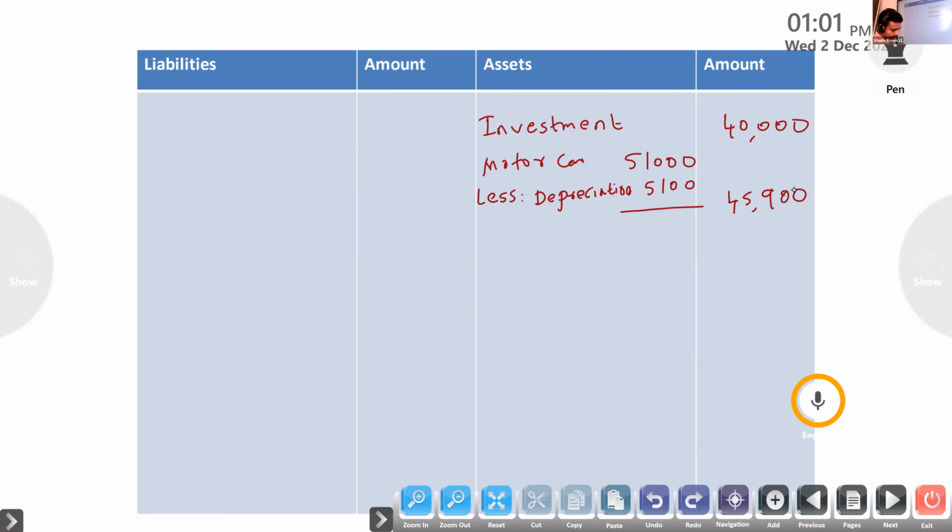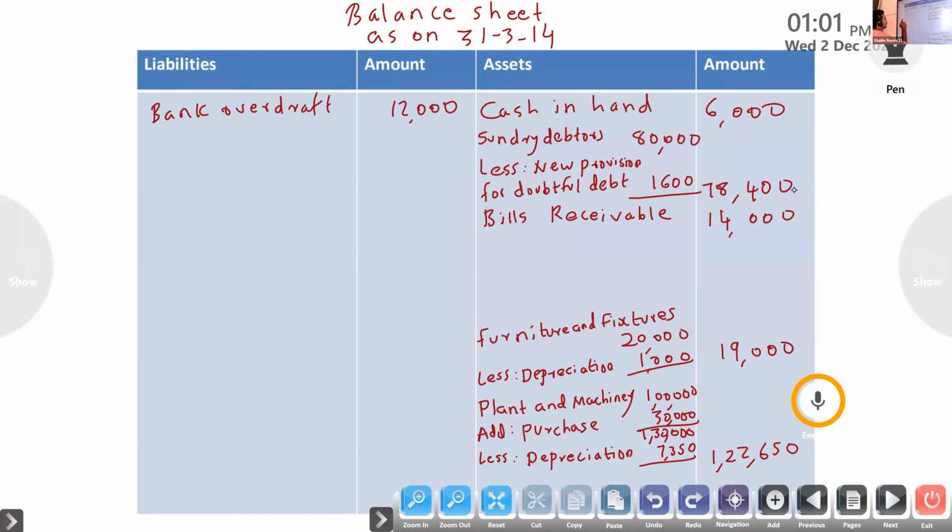The next credit side you have to look at: bank overdraft, capital. We will write bank overdraft if it is given. Creditors, bills payable. Sundry creditors 60,000. Bills payable 15,400.